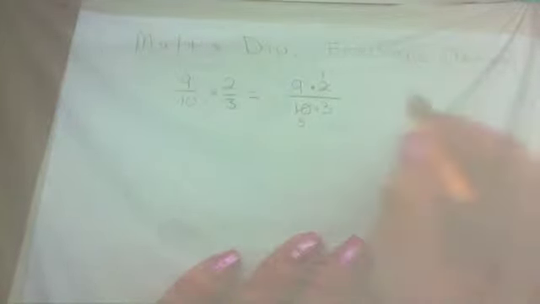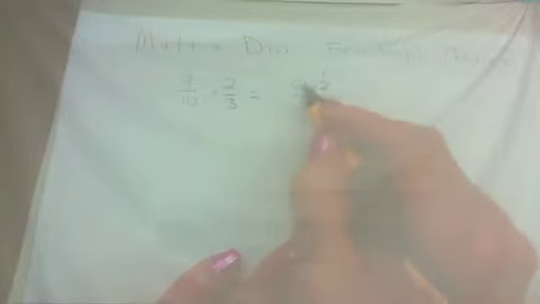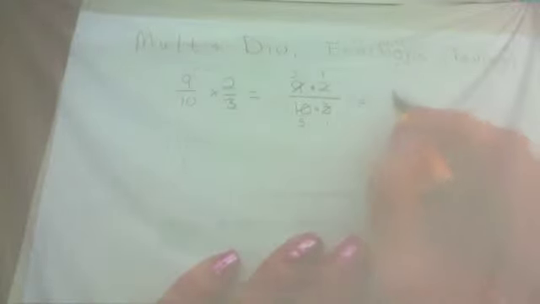Well, a 2 and a 10 both have a 2 in common. So I can take a 2 out of here, and I can simplify this and take a 2 out of there and be left with a 5. Here, I have a 3 in there, and I can simplify this to a 3. And when I multiply across, I'm going to get 3 times 1 is 3, and that's 5. So in simplest form, it's 3/5.